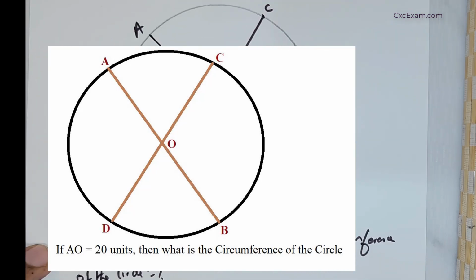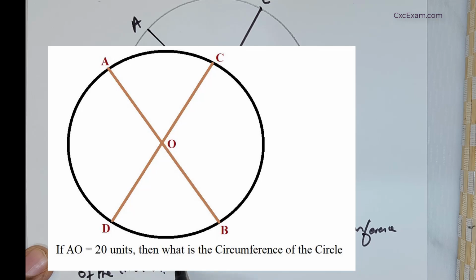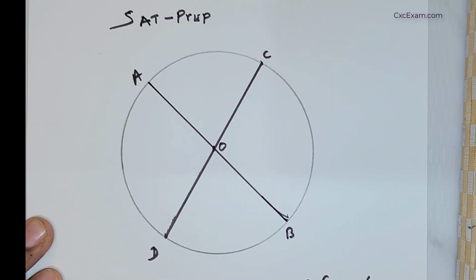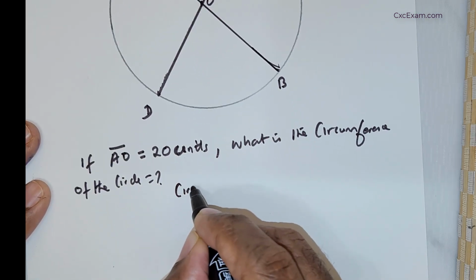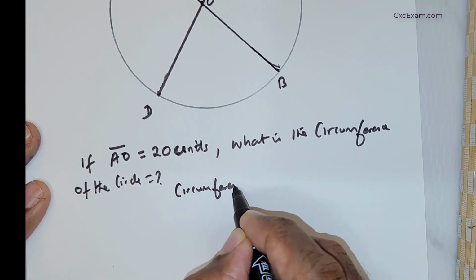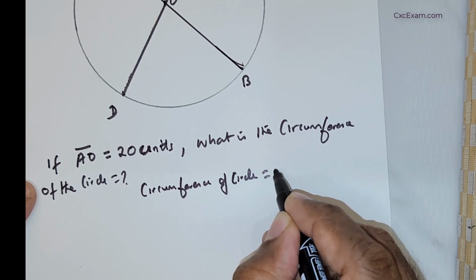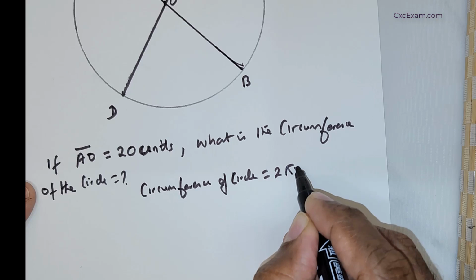So the first question is, if AO is 20 units, what is the circumference of the circle? So we are expected to find that. Now we know that the circumference of a circle is given by the formula 2 pi r.